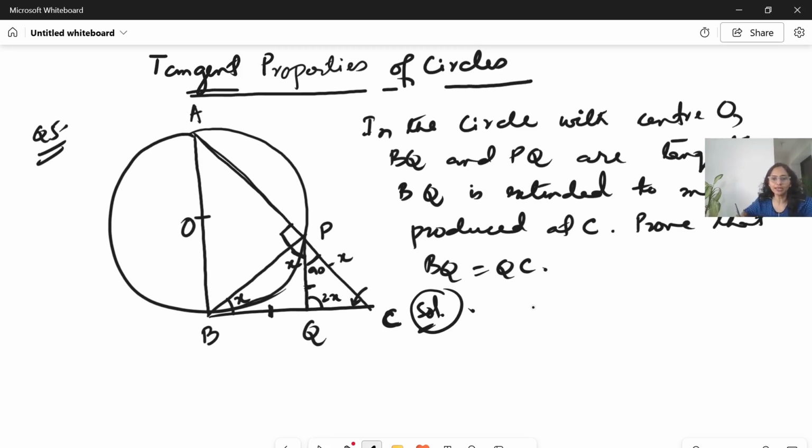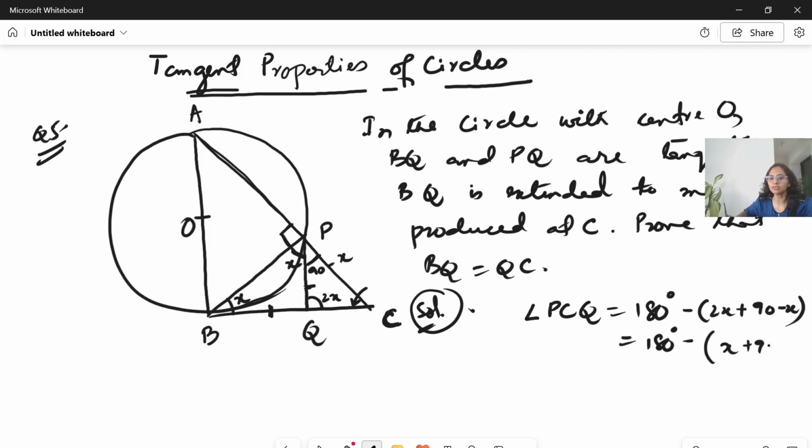So we will write angle PCQ will be equal to what? 180 degrees minus 2x plus 90 minus x, which is how much? Let's see. 180 degrees minus 2x minus x is x plus 90. Now, which will become 180 minus x minus 90, which will become 90 minus x. So look carefully at this angle, what we are getting: this angle as 90 minus x.